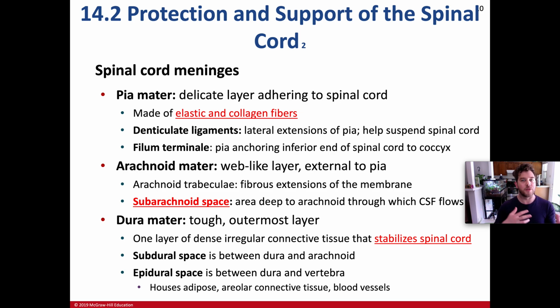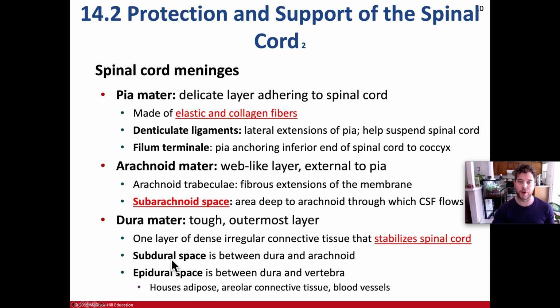Remember, this is all connective tissue. If you remember those lectures we did on the different types of tissue, connective tissue's biggest function is to provide structure, support, and to house blood vessels. So your pia mater has these two structures helping to provide support. The arachnoid mater is just superficial to the pia mater. It has a subarachnoid space that allows CSF to flow through it. And the dura mater is the outermost one. It's tougher, with dense irregular connective tissue to stabilize the spinal cord.